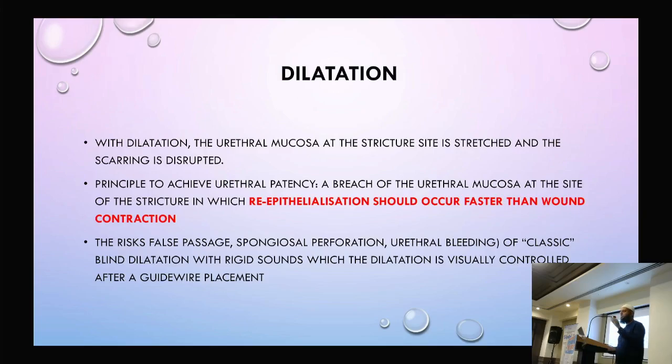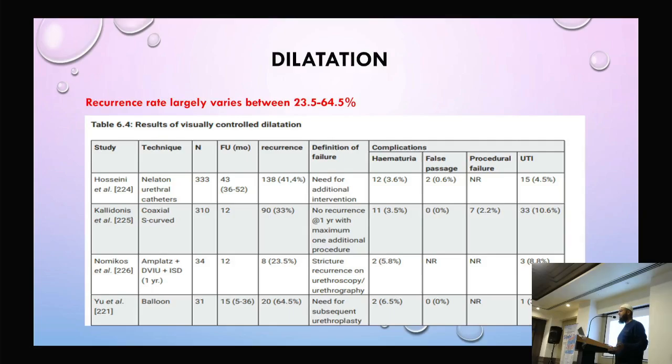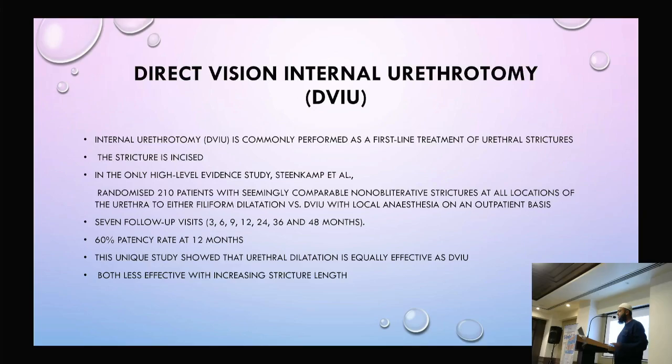First and foremost, which is very easily done as an OPD procedure, is dilatation. It stretches the urethral mucosa and the scar is disrupted, with the hope that reepithelialization occurs faster than the wound contraction. If it is done blindly, there is a chance of bleeding and perforation. So it is better to be performed under vision over the guide wire. The success rate varies from 23 to 64% in various studies.